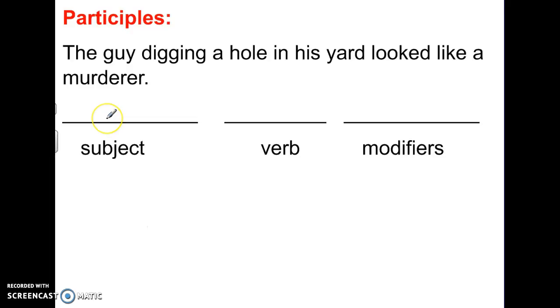In this case, the guy digging a hole in his yard looked like a murderer. Guy. What was he doing? He looked. Oh, okay, that doesn't quite look right. And then digging a hole in his yard, that is an ing verb. So we call it a participle, but it's not being the verb in the sentence. It's just modifying the subject guy. That goes on the line for modifiers. The subject is guy. What did he do? He looked. That's his verb. Okay, go ahead and do sentences.